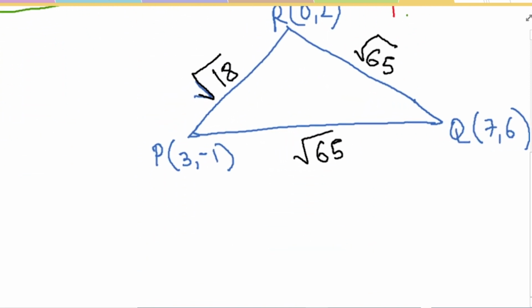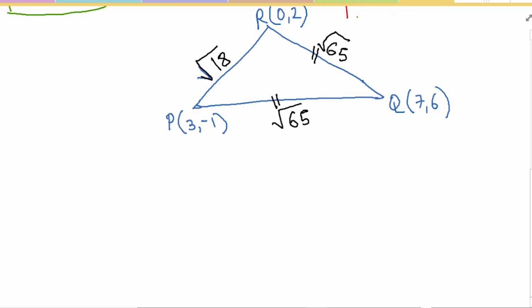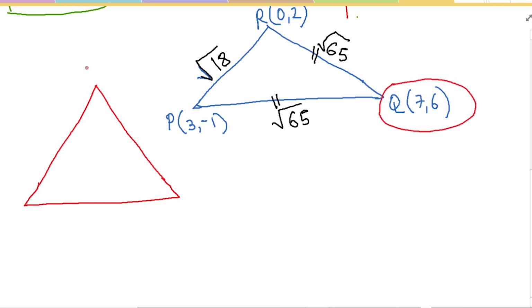So if you look at that, you're able to see that this side and that side are the same. If I may redraw this so that it looks like an upright triangle, this is how it would look. Our point Q is going to be on top, so that this side is the same as that side, and down at the base we have P and R. We have Q as (7, 6), R as (0, 2), and P as (3, -1).